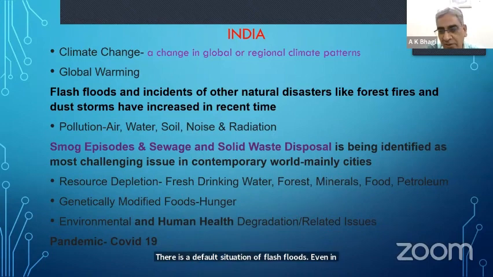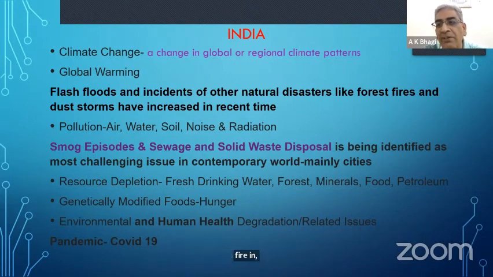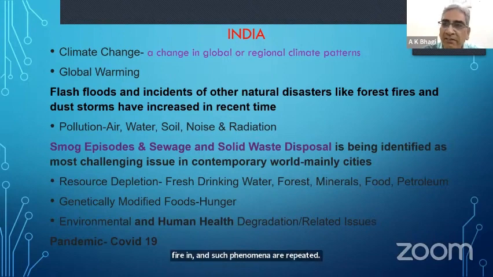There is, therefore, a situation of flash floods, even in the Himalayan regions. Natural disasters like forest fires. Even today, there is a forest fire in Uttarakhand. And such phenomena are repeated. Many times we see that these things are happening.